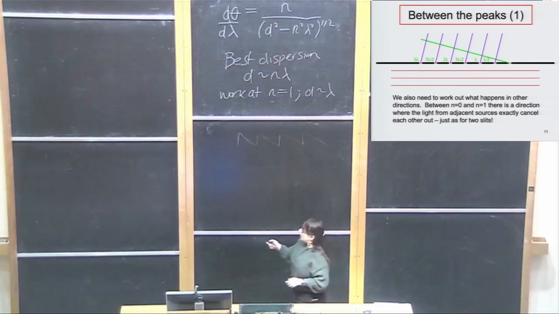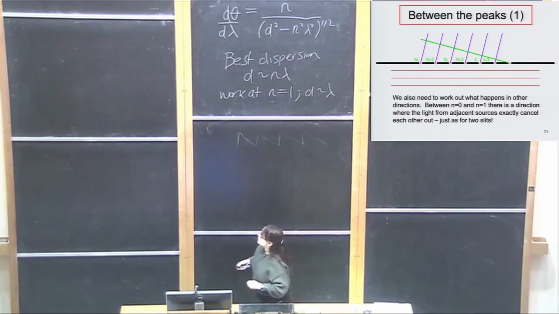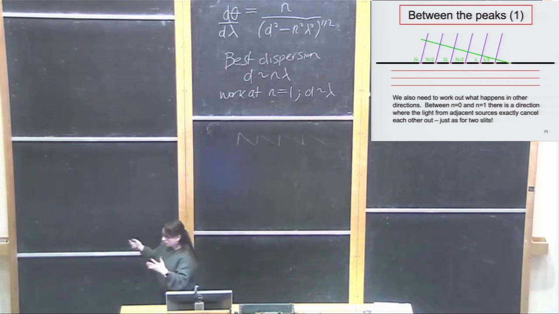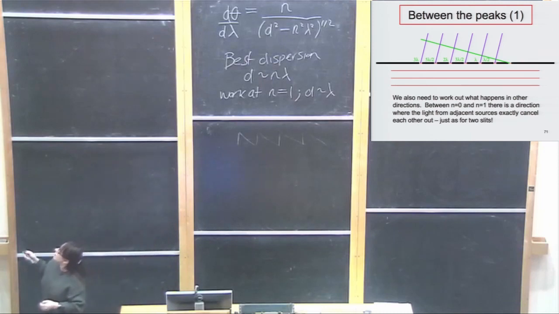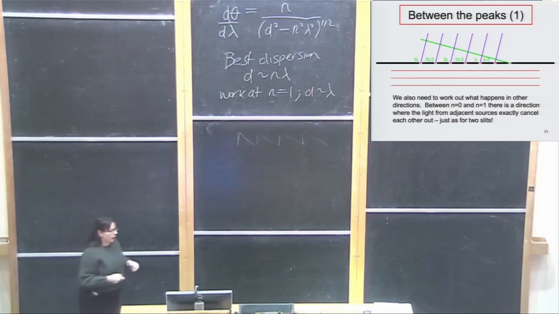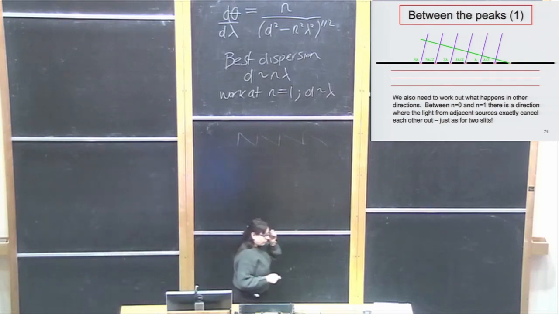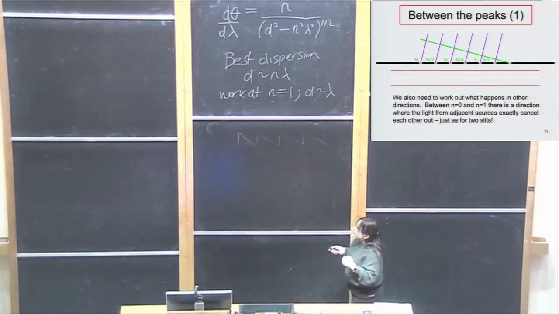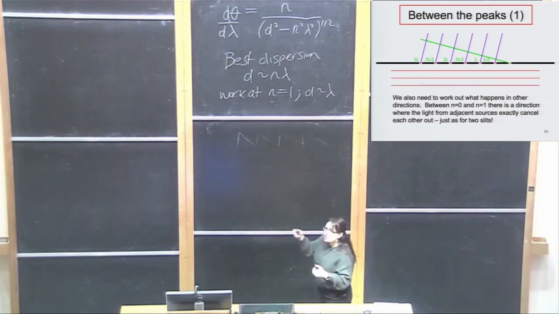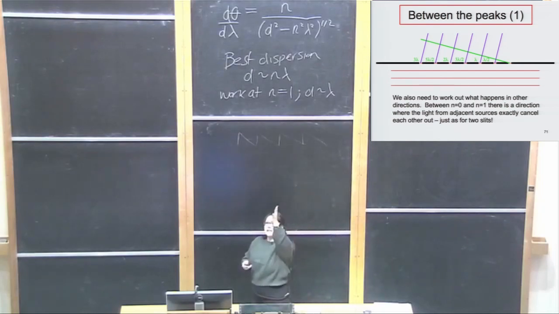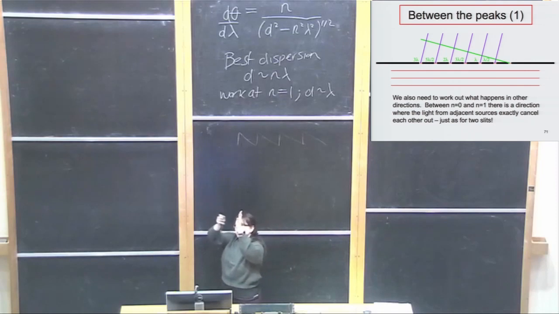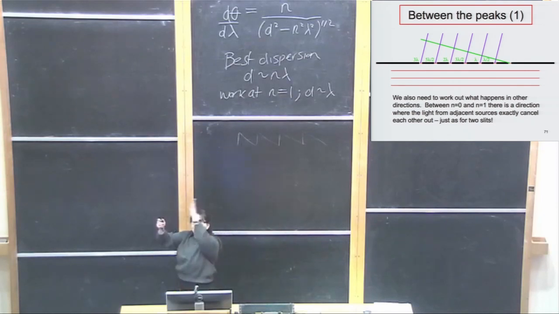So I showed a diagram a bit like this a few slides ago when we were discussing the directions of the peaks, but the lengths of these lines in that case all differed by some integer number of wavelengths. That was what gave us the constructive interference. Now you could imagine looking in some other direction instead, somewhere between the central peak and the n=1 peak, in that sort of darker region we saw.